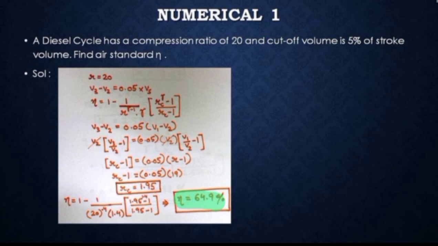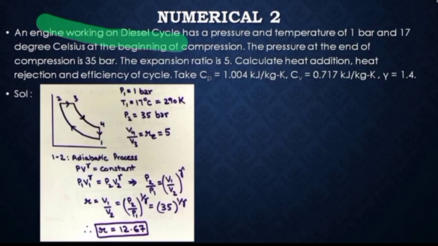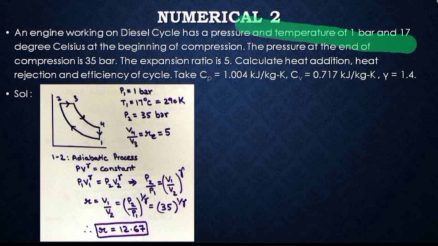In the next problem, an engine working on diesel cycle has a pressure and temperature of 1 bar and 17 degrees Celsius. P1 pressure is given as 1 bar and temperature is given as 17 degrees Celsius at the beginning of compression. Convert this 17 degrees Celsius into Kelvin. And the pressure at the end of compression is 35 bar.